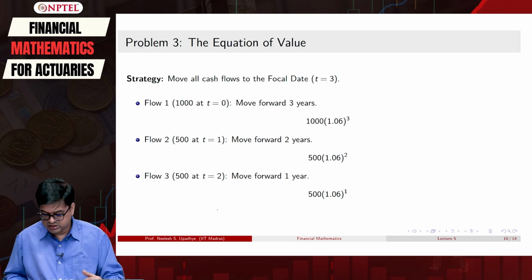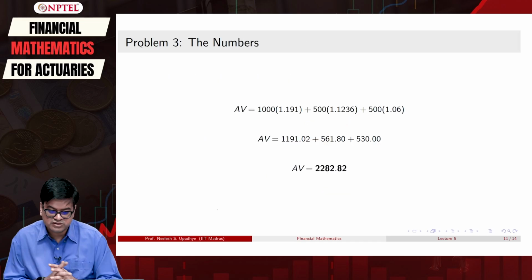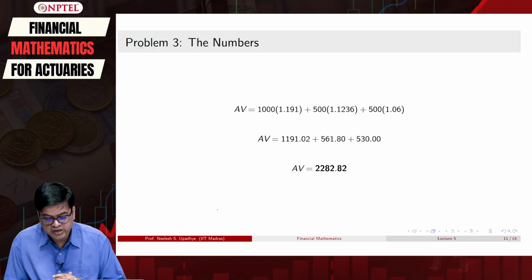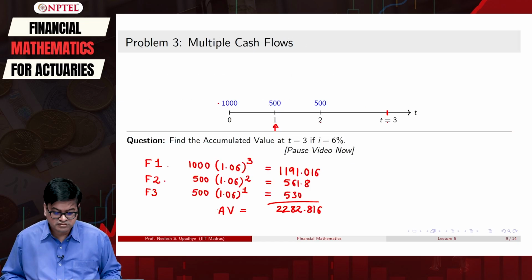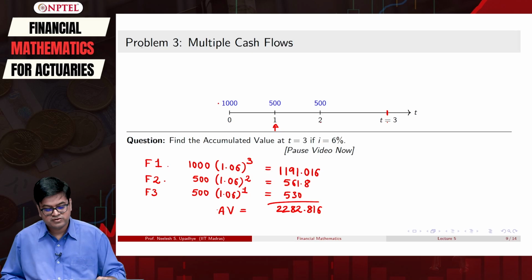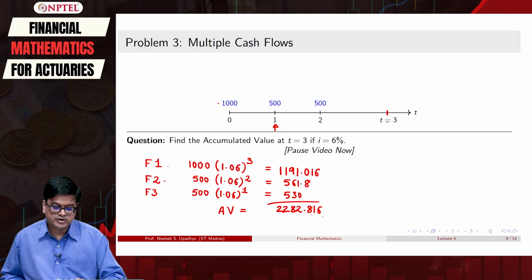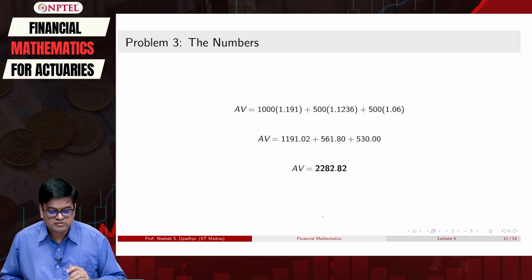So we have done all these things. Then we need to simply add those things, right? And we got 2282.82. So what was our answer? So it's rounding off. So 6 is rounded off to 2 decimal places, because generally money is rounded off to 2 decimal places, right? So that's how we got the accumulated value.